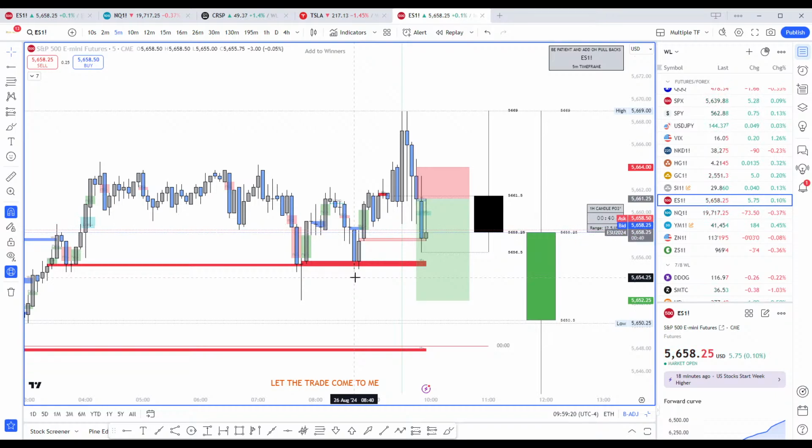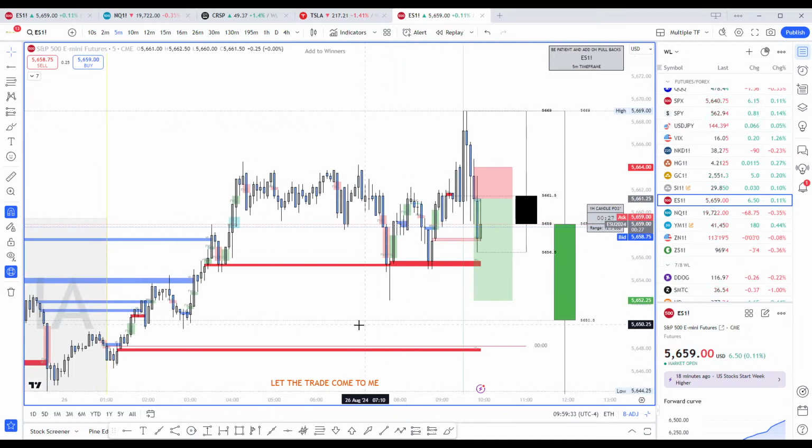Currently you're up 237 bucks. It's only 2 contracts. As long as I get the body close below 56.52, I probably won't be trimming anything. And looking to take this down even further, down to like 56.50.